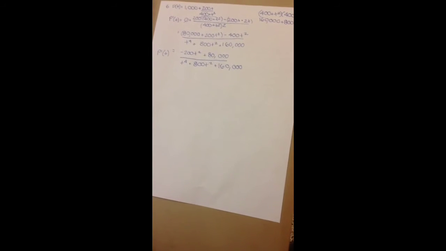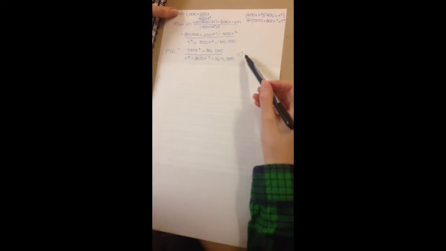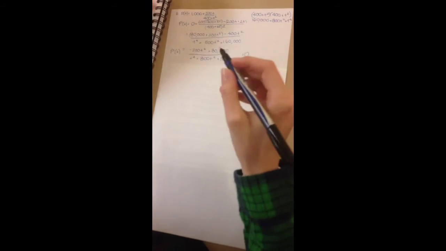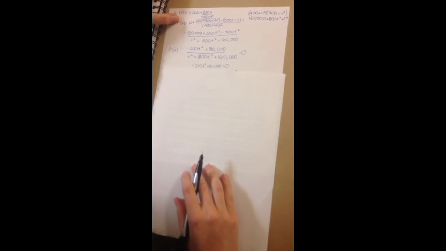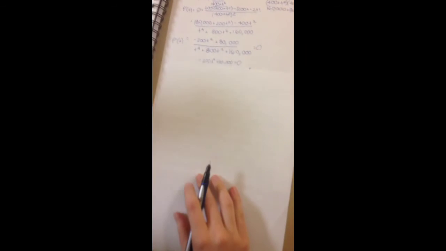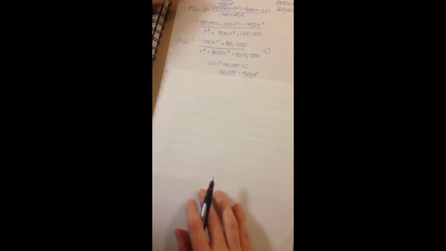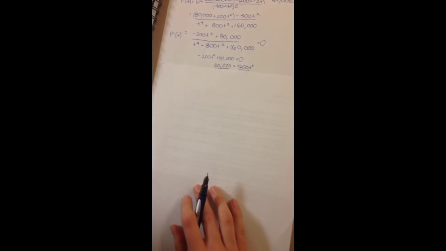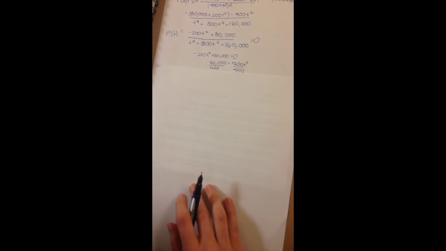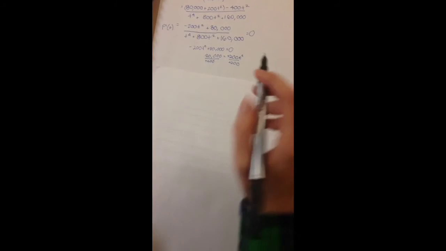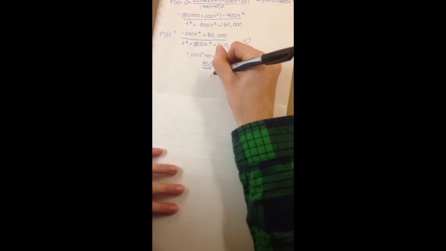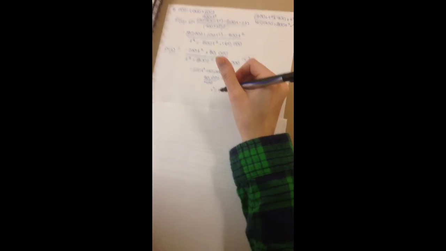plug into the bottom will be a positive number. Now you set the whole thing, the derivative, equal to 0, and then since anything you multiply by 0 is 0, you're left with the top equal to 0. And then you add 200T squared to both sides, and you get 80,000 equals 200T squared. And then you divide by 200, and then you're left with T squared. So 400?